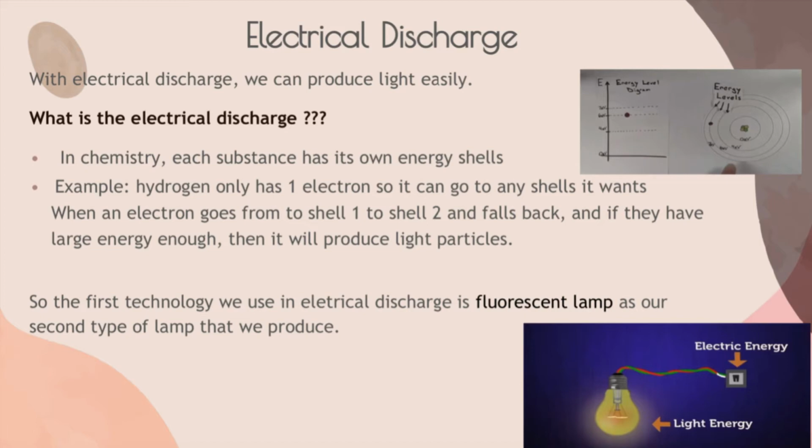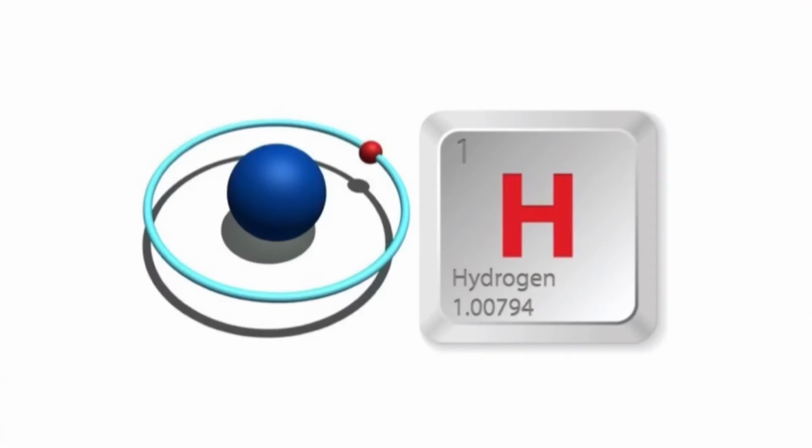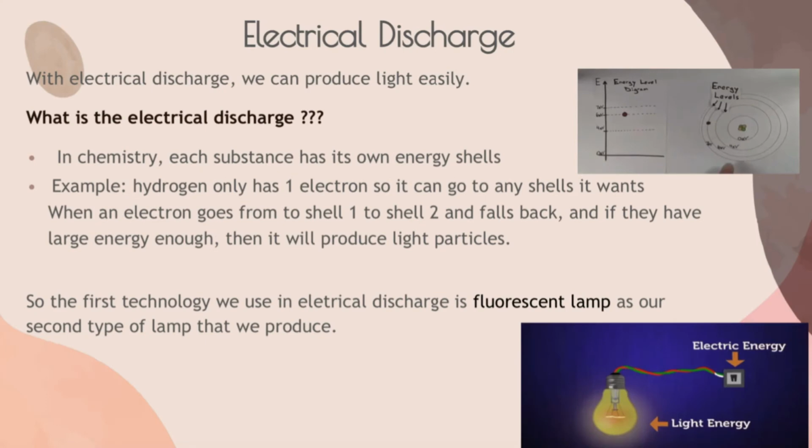So, what is the electrical discharge actually? Basically, in chemistry, each substance has its own energy shells. For example, hydrogen only has one electron, so it can go to any shell it wants. When an electron goes from shell 1 to shell 2 and falls back, if it has enough energy left, then it will produce light particles.